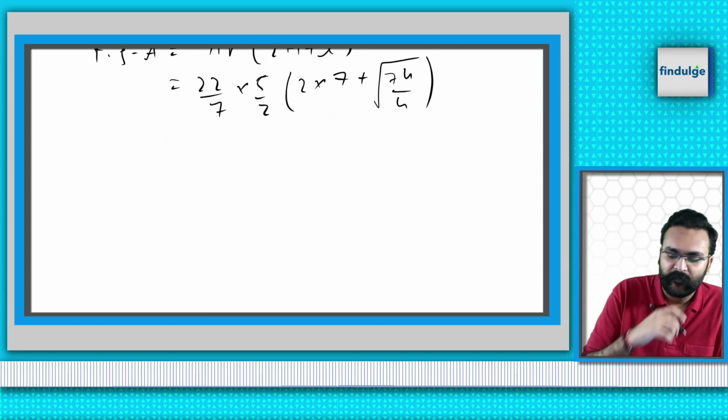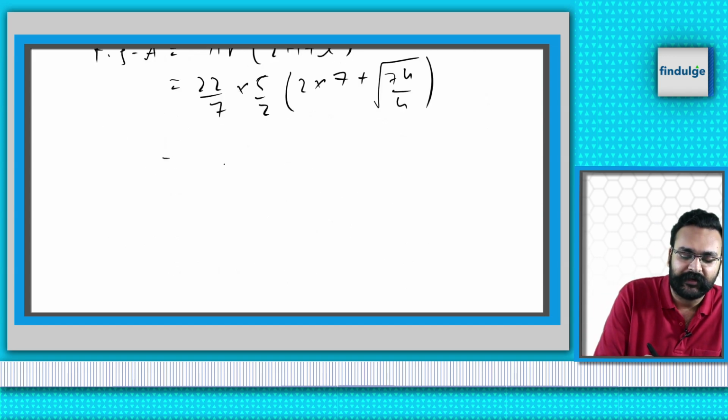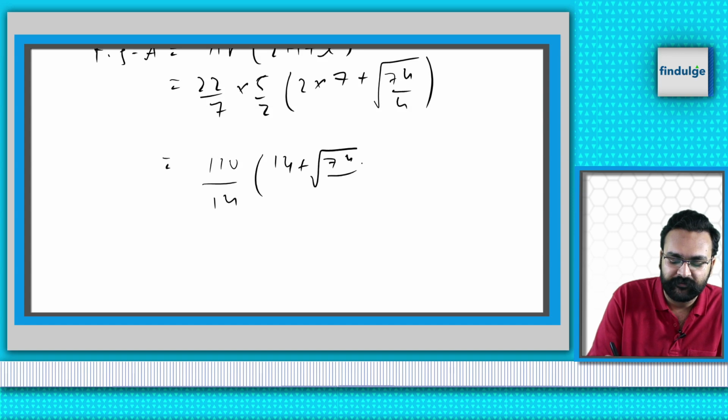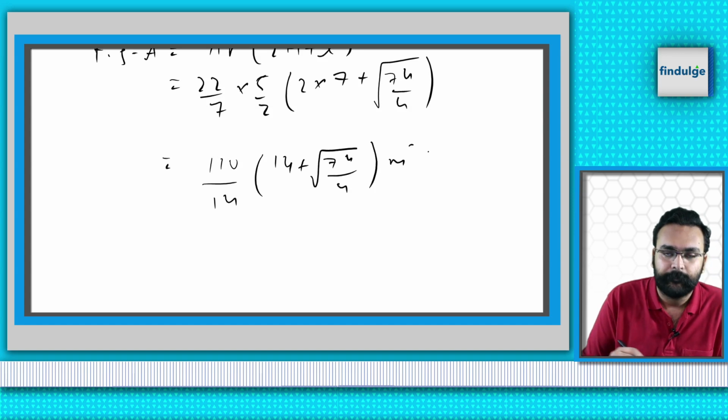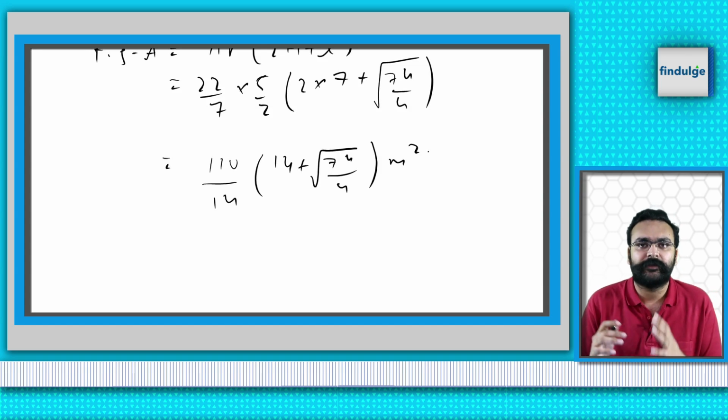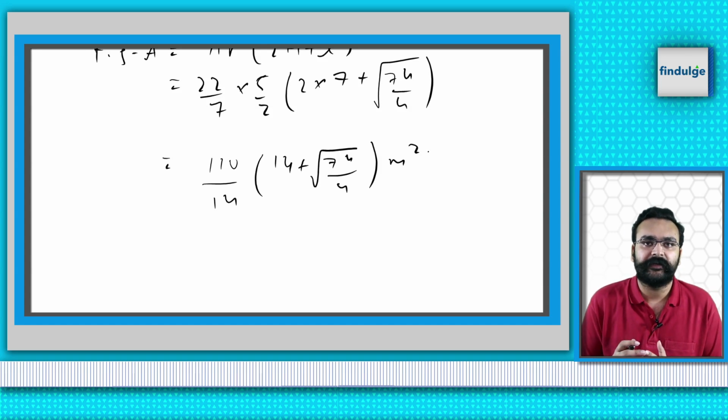And so we will be left with our final answer, which is 110 upon 14 into 14 plus under root 74 by 4 meters square. So again, like I said, it's just a matter of analyzing your figure and figuring out what you need. Let's look at a slightly more complex figure.